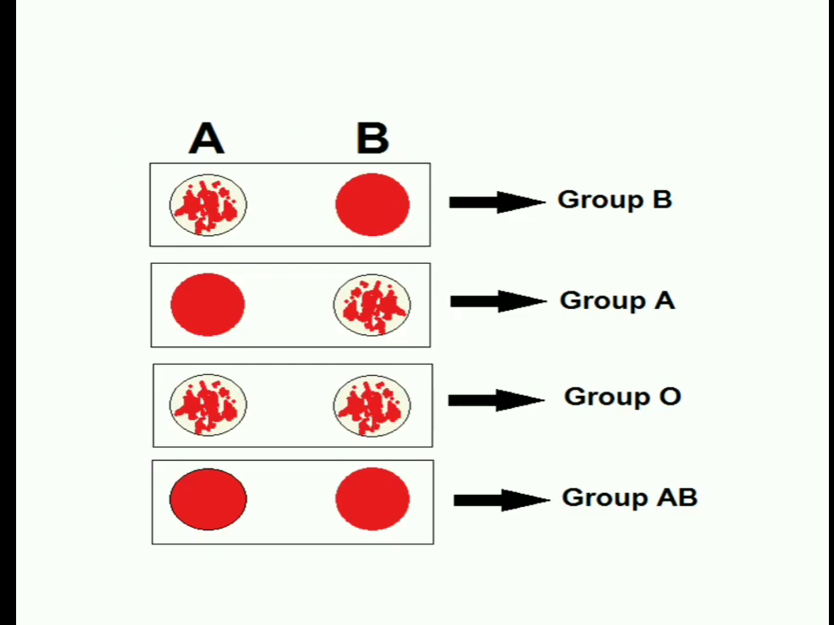Here we can see in the slide, little clumps are seen in the A. So the blood group in the first slide is group B. Similarly, in the second, little clumps of agglutination are seen in the side B. So the group is A. In the third slide, the agglutination is seen in both A and B. So the blood group is O. In the last slide, there is no agglutination. So the blood group is AB.